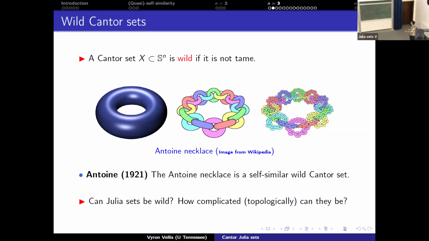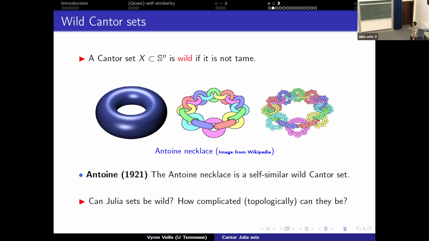So the next question now is, can Julia sets be wild? And if yes, how topologically complicated can they be? Okay, so I'm going to open a big parenthesis now for two slides only, I promise, and explain to you a topological index that measures how wild a wild Cantor set can be.